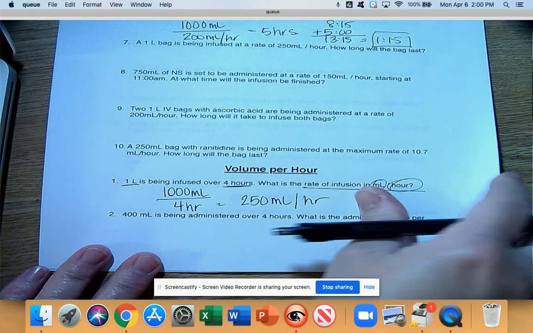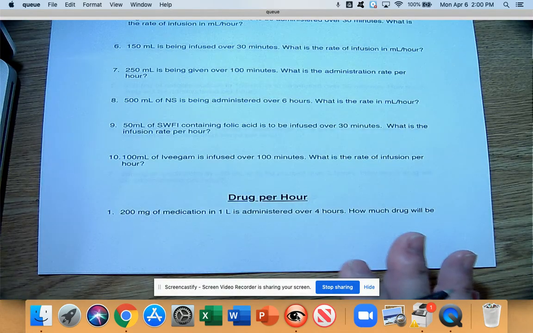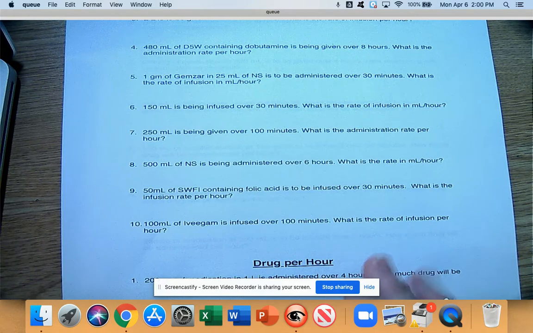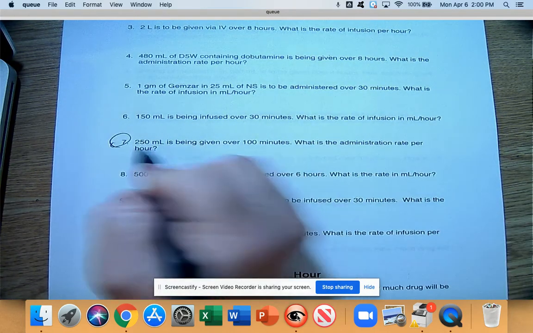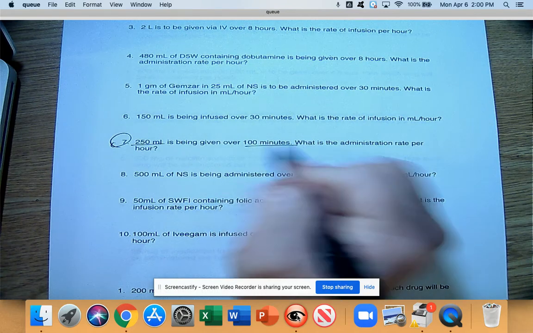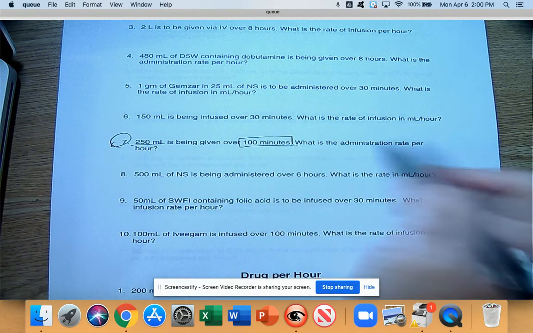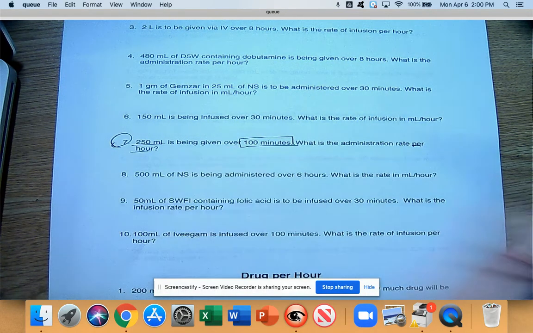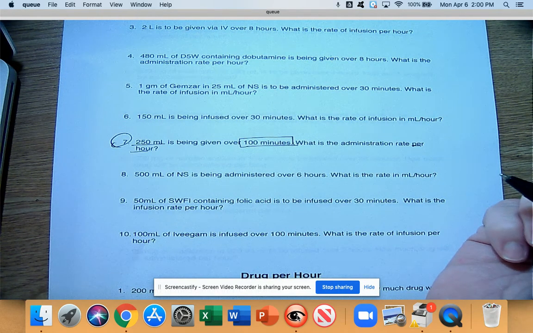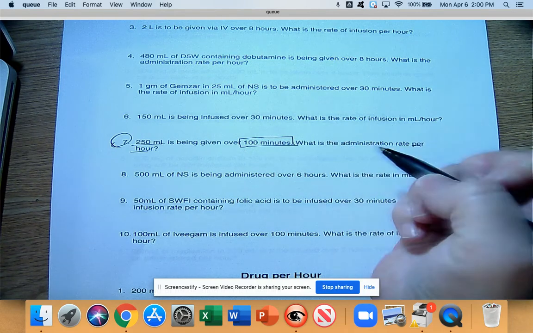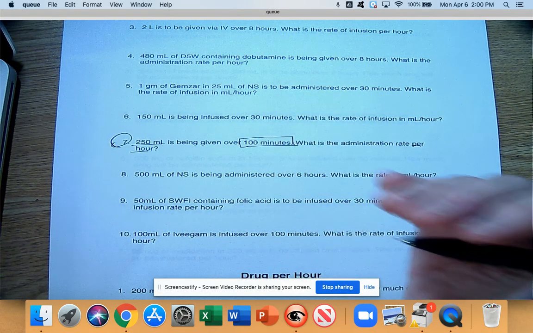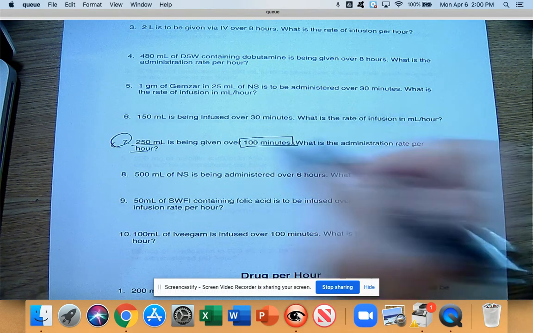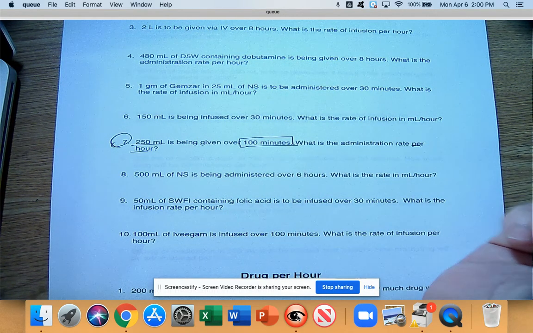Okay, let's skip on to number 7. I think these are pretty simple. If you have trouble, please let me know. This says 250 mils is going to be given over 100 minutes. What is the administration rate per hour? Okay, so when you get one like this, you need to always get it in hours because the formula you're using is going to be mils over hours for this one. So we need to get 100 minutes calculated into hours.